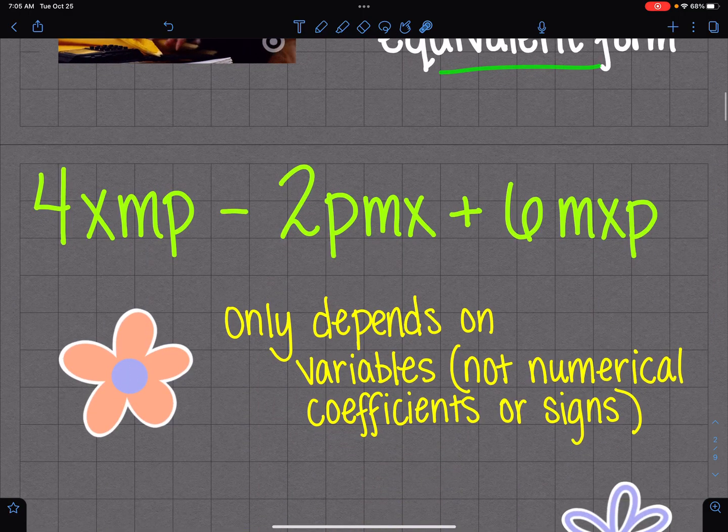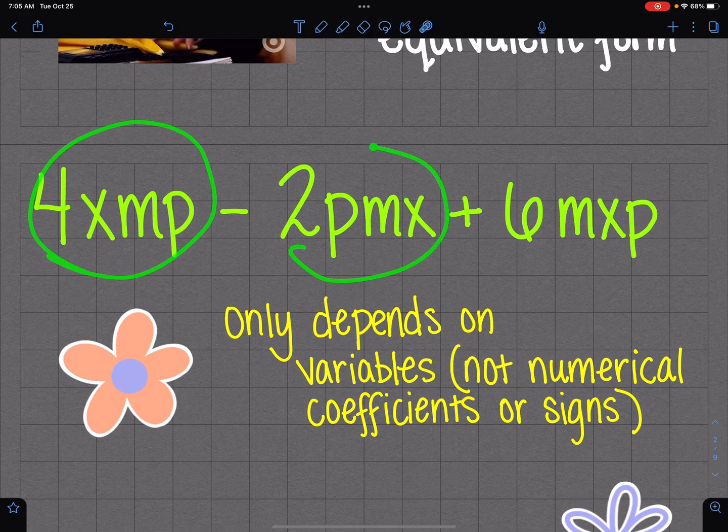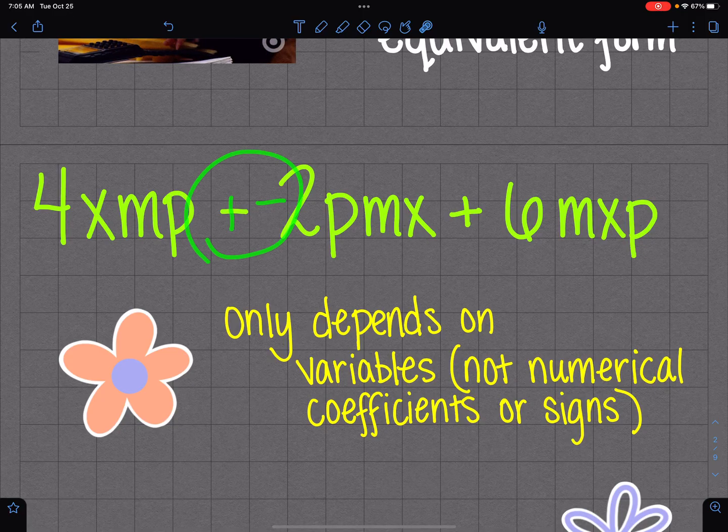So let's go over some other examples. These are all like terms. And here we're adding them all together. You know what I mean, algebraic addition, even though there's a negative sign right there. And it turns out that you can add like terms as long as the variables are the same or in an equivalent form. Now here they're written in different orders. You have xmp, pmx, mxp, but you know that when you multiply it doesn't matter the order. So they're the same or they're in an equivalent form.